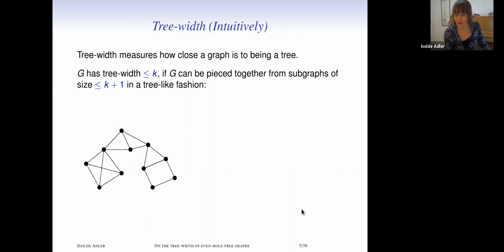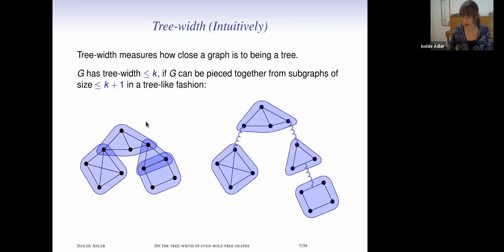Yes, tree width is also in the title. So here's the intuition of tree width. I'm assuming many of you will have encountered it, but I'm giving the definition briefly to remind everybody. So the intuition is tree width measures how close a graph is to being a tree. So graph G has tree width at most k if G can be pieced together from subgraphs of size at most k plus 1 in a tree-like fashion. So there's a graph here, and there are some subgraphs, and you can see how it's pieced together. And these subgraphs have at most 4 vertices, so this graph has tree width at most 3. It happens to have tree width exactly 3 because you can't do any better.